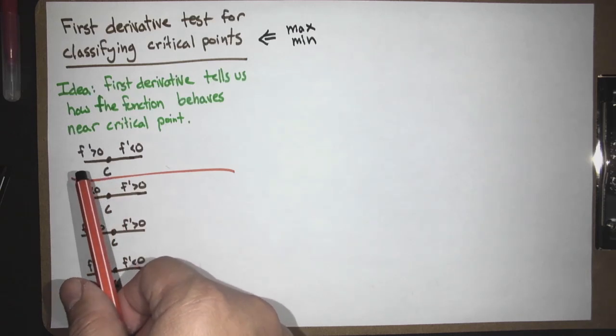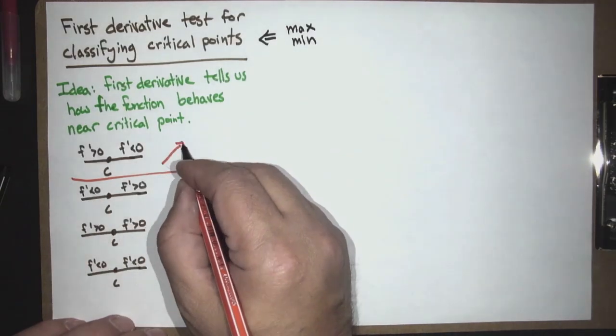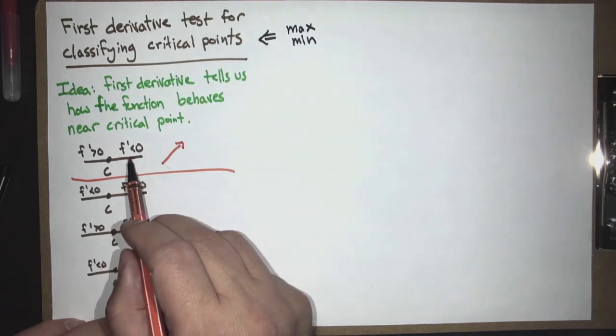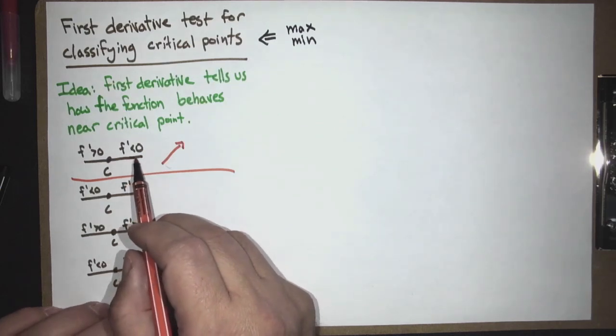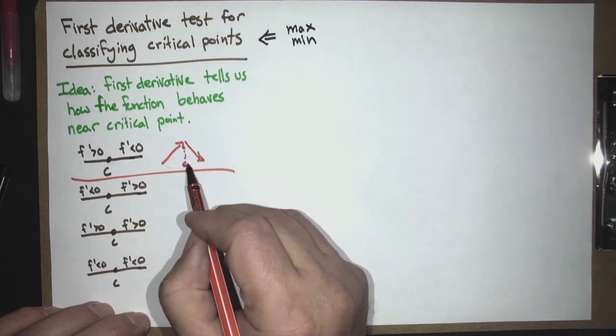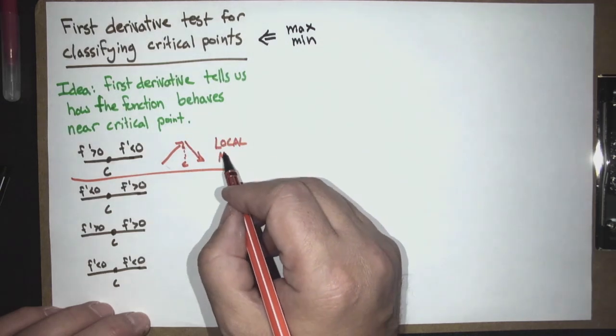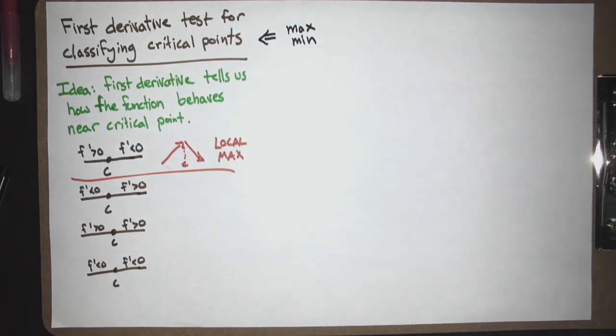If I'm positive, my function is doing what? It's increasing. We're going up. If I'm negative after C, what's happening to our function? Decreasing. We're going down. So what kind of point do we have? We have a local max. And I'm emphasizing local because I can only say what's happening nearby. So if we're increasing before the critical point and decreasing after, we were going up then down. We're a max.